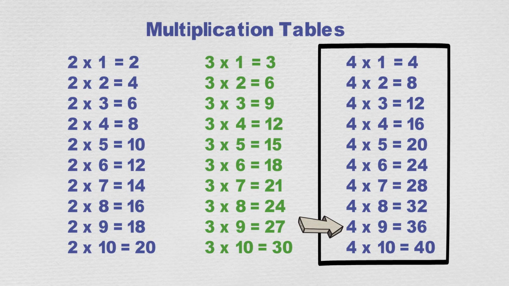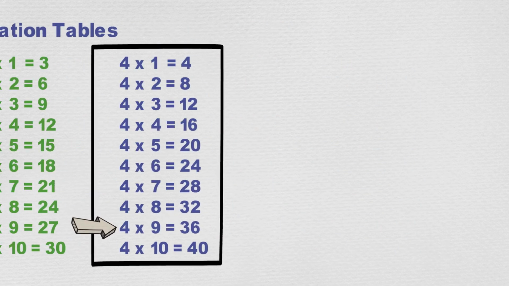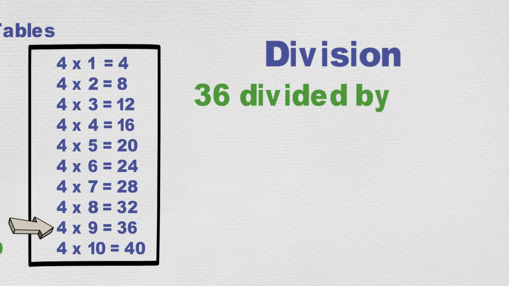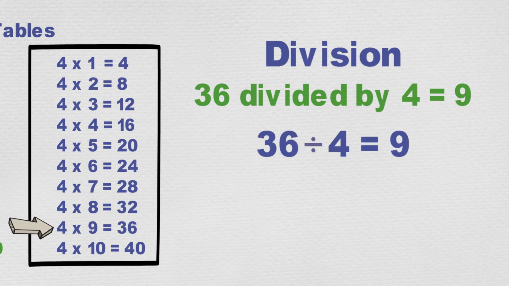"That's correct, Min," replied Max. "We call that division, and we say 36 lollies divided by 4 friends equals 9 lollies each. And in maths, we write 36 divided by 4 equals 9. This is called a division sign.